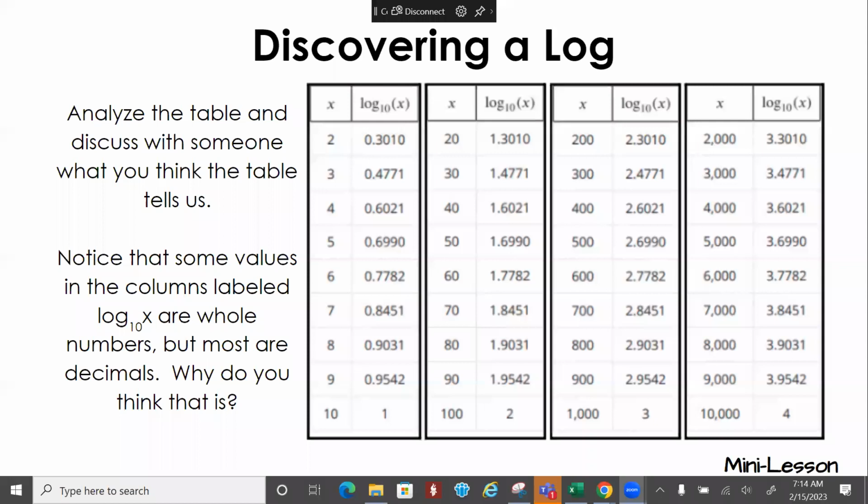Looking at this table, everything that's behind the decimal going down is the same, right? Look at the bottom of the table, and look straight across. Do you notice anything? All right, so we have 10 and 1, 100 and 2, 1,000 and 3, 10,000 and 4. So this row is our only whole numbers, right? Whole numbers are on the bottom.